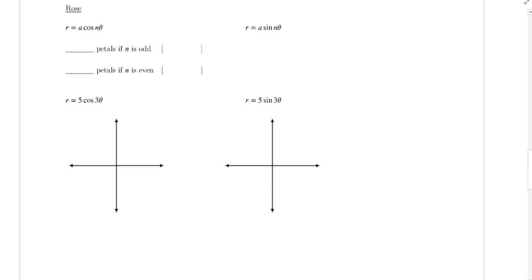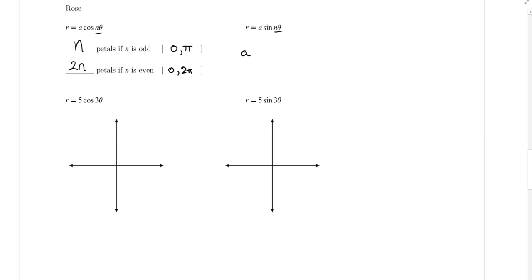Roses. We're definitely going to be dealing with roses quite a bit. You need to know this for petals. If n, which is on the inside of sine or cosine, is odd, there are going to be n petals. And we are only going to need to traverse the angle 0 to pi to make the full rose. If n is even, there's actually going to be 2n petals, and it will take 0 to 2 pi to create the entire graph.